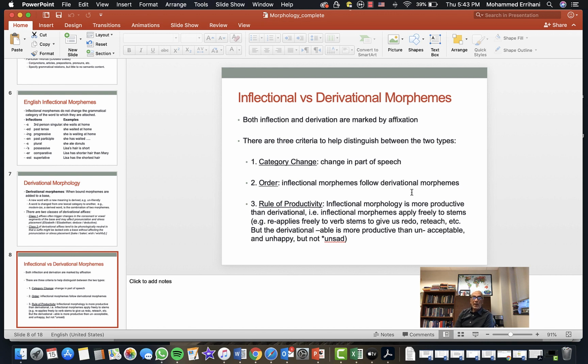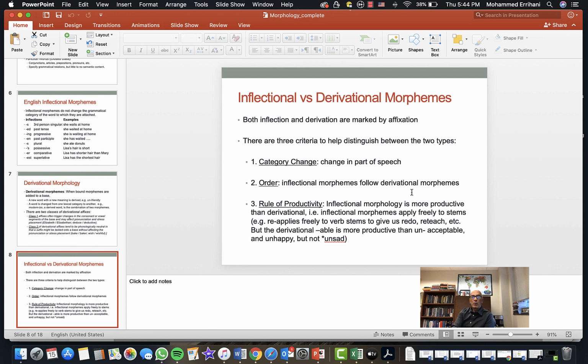The second criteria to help distinguish between inflectional and derivational morphemes is how they're ordered. So inflectional morphemes usually follow derivational morphemes, which means that first the derivational morphemes are attached to a word before the inflectional morphemes. The inflectional morphemes are always at the end. So if you look at the word modern again and you add modernizes, it's a word that consists of three morphemes: modern, eyes, and s as the plural.